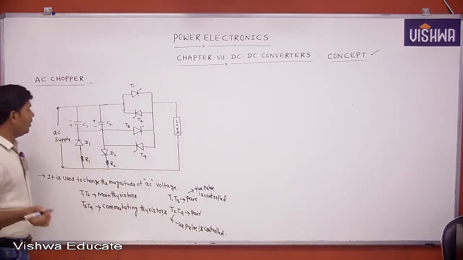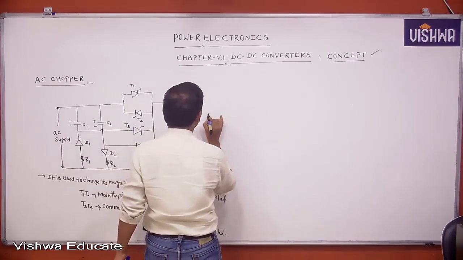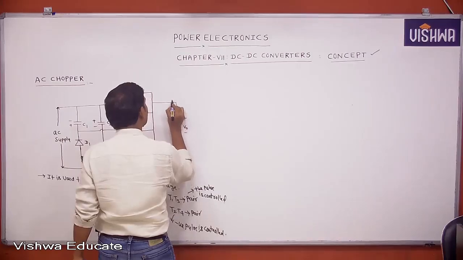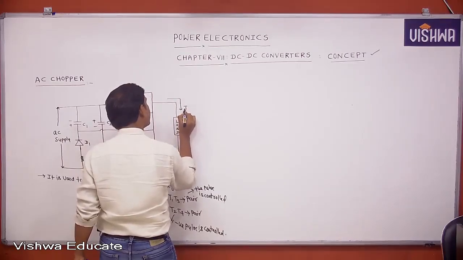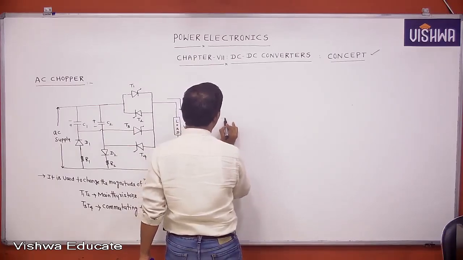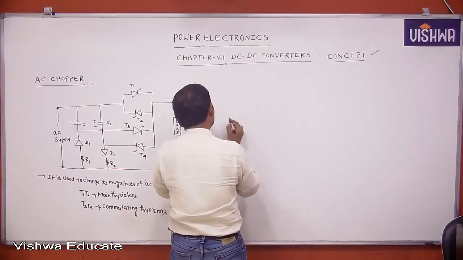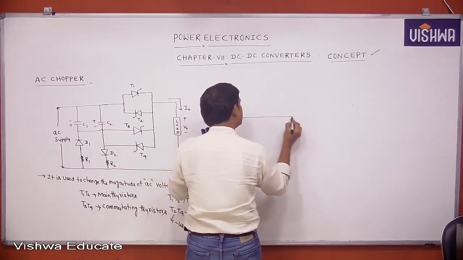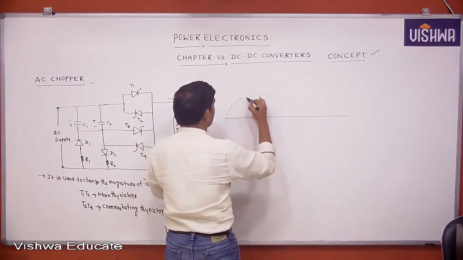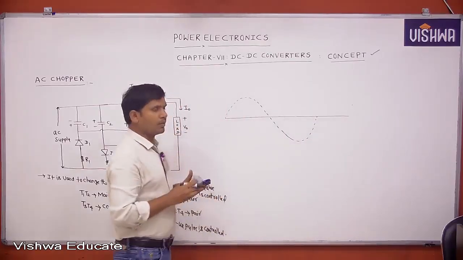Now let us consider how these positive and negative pulses are controlled. Let this be the positive negative V0, and this I0 is constant. We are supplying a constant current to the load. How are these positive and negative pulses controlled? I am explaining in one cycle of operation.